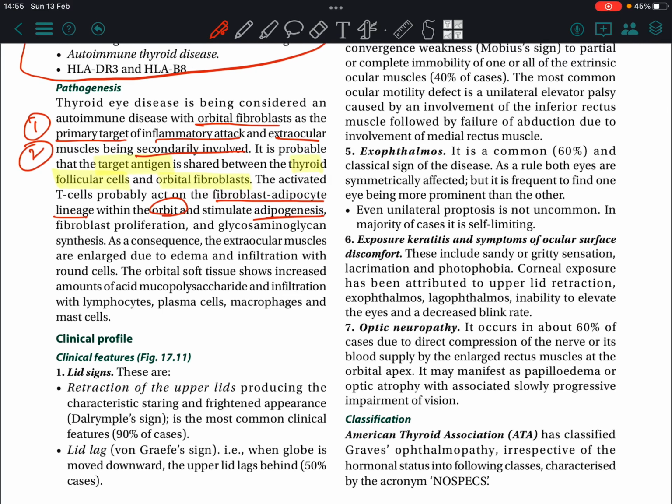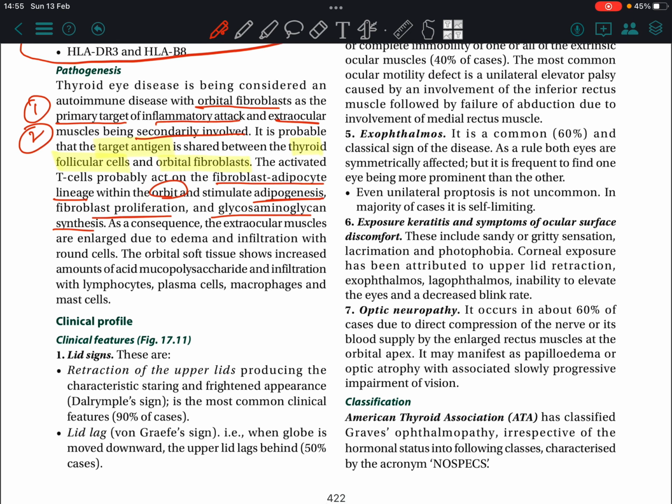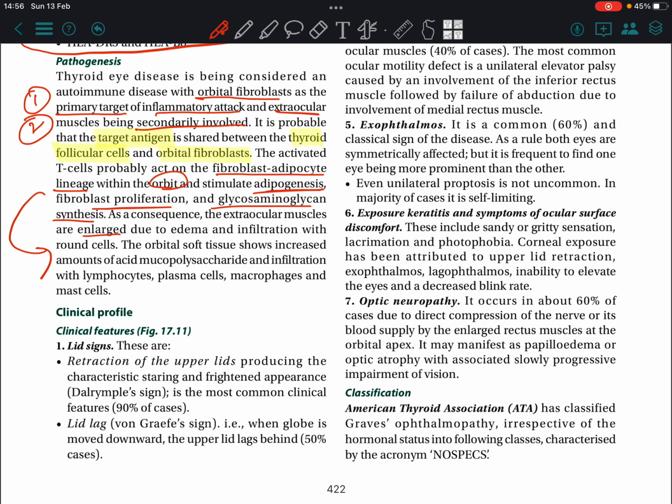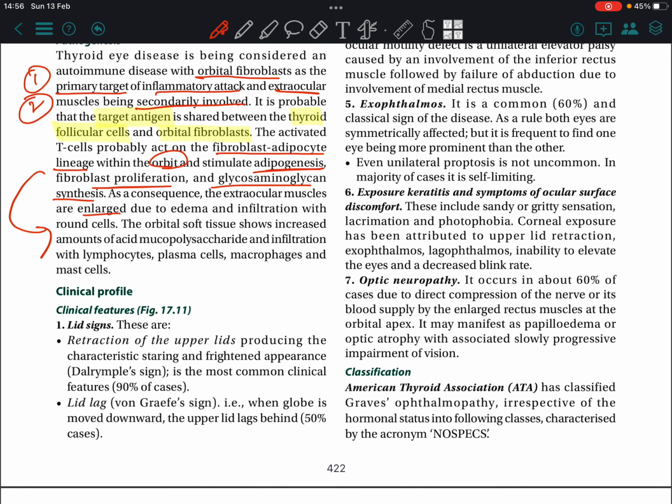Fibroblast proliferation and glycosaminoglycan synthesis follow. As a sequence, the extraocular muscles are enlarged as fibroblasts proliferate, due to edema and infiltration with round cells. The orbital soft tissue shows increased amounts of acid mucopolysaccharide and infiltration with lymphocytes, plasma cells, macrophages and mast cells.